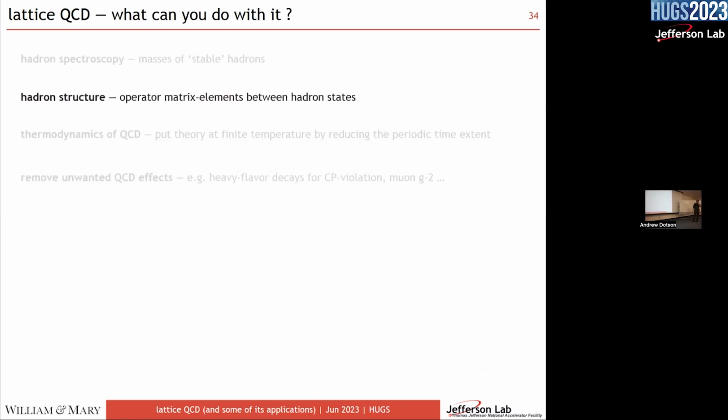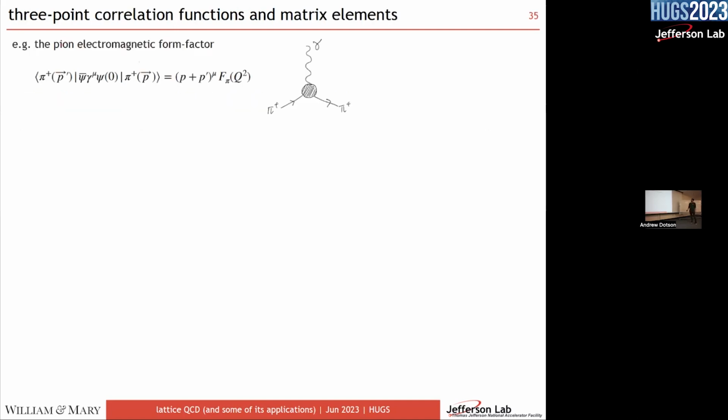But let's move on, because I want to get through all this and leave plenty of time for questions at the end. What about hadron structure? What about poking inside of a hadron? And here, operator matrix elements are what you want. But ultimately, here's an example. I'm picking the pion again, because the pion's nice. No spin, lightest particle, simplest.